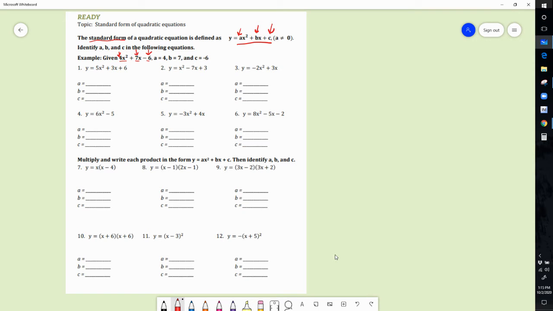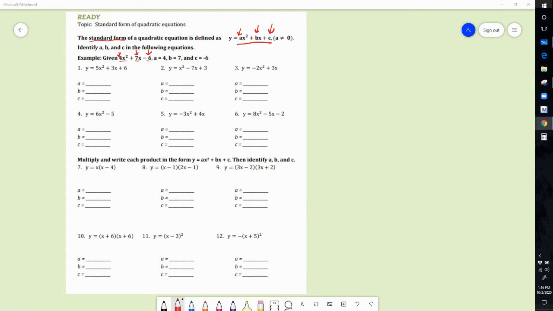If it's missing one of the terms, what are you going to put? 0. Very good. So if it doesn't have one of the terms, for example, look at number 3 or 4 or 5, you're going to see some missing terms, you're going to put 0. All right, for 7 through 12, it just says multiply and write it so that it looks like standard form. Right now it's not in standard form. You just have to multiply some stuff.